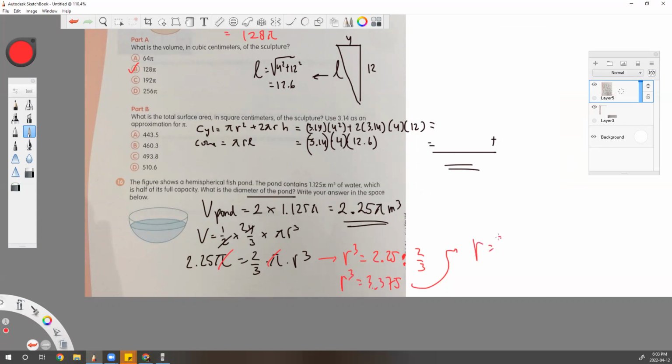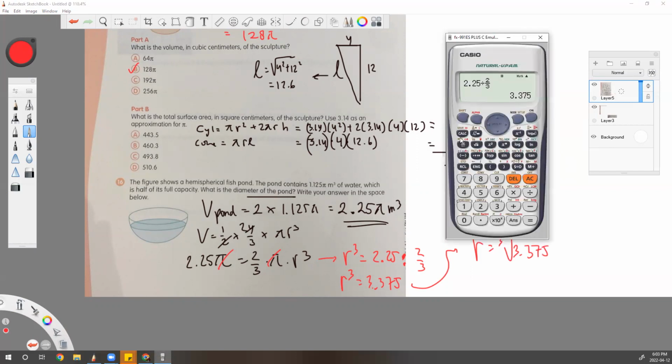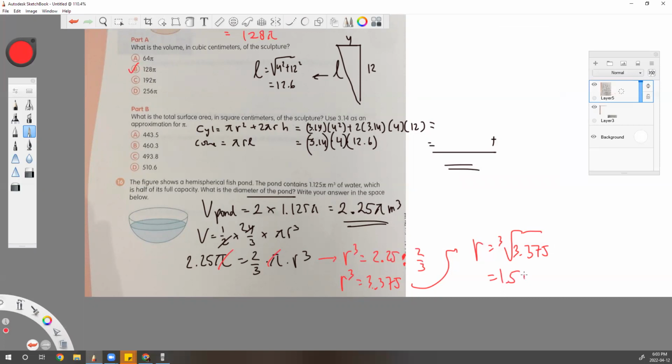So to find the r, you need to do the cube root. Have you ever learned about the cube root, Stacy? Yeah. That's it. Done. Oh, nice answer. 1.5 meter. Okay, so the radius is 1.5 meter. But the question is asking for the diameter. Oh my goodness. So the diameter will be times 2. That's it.